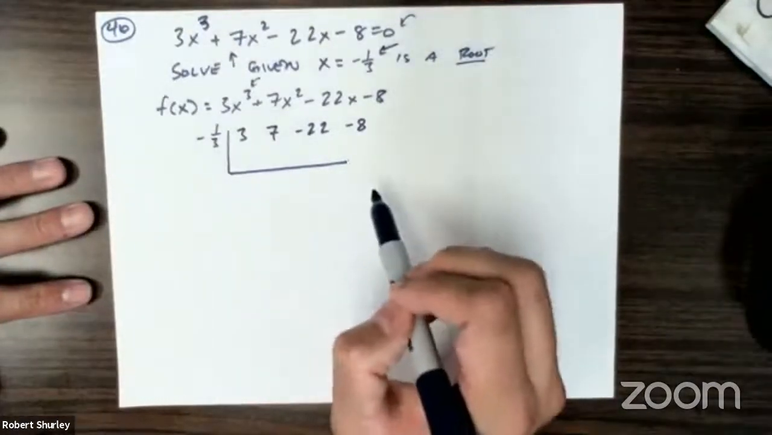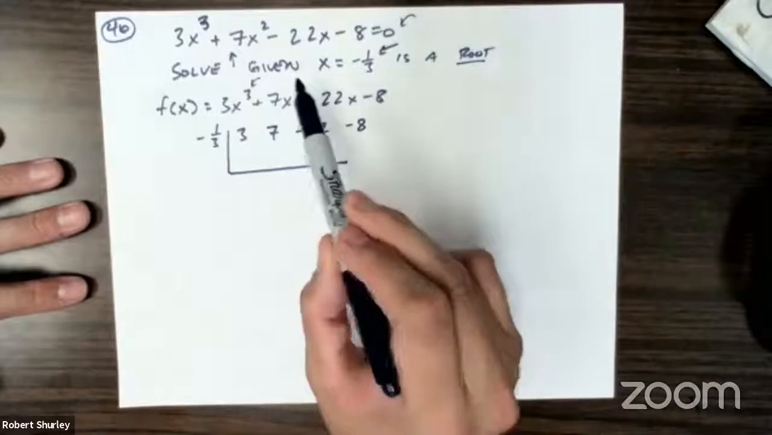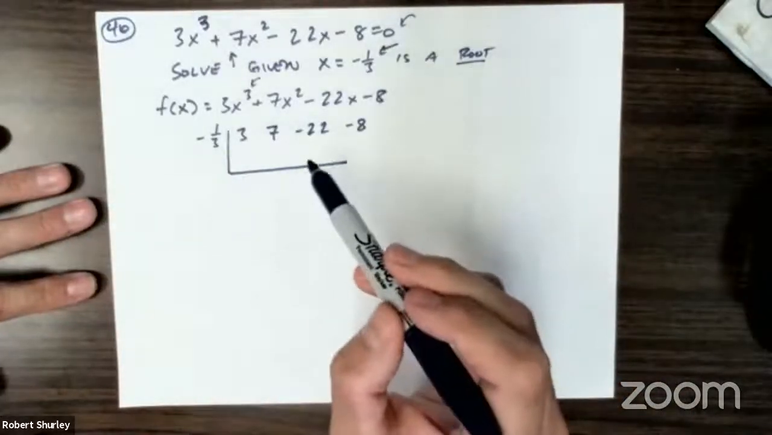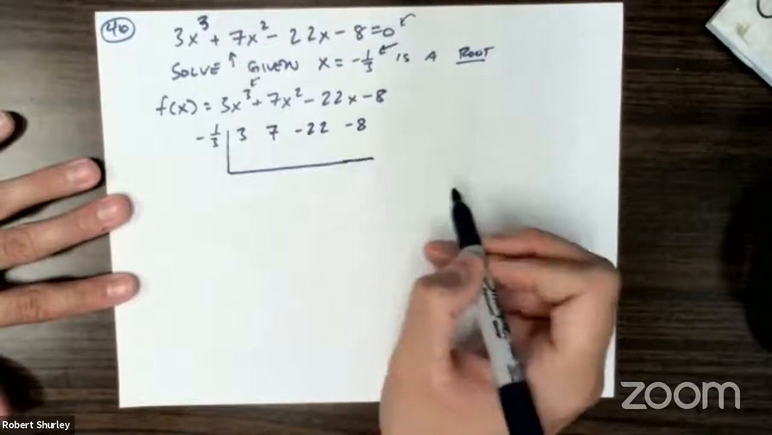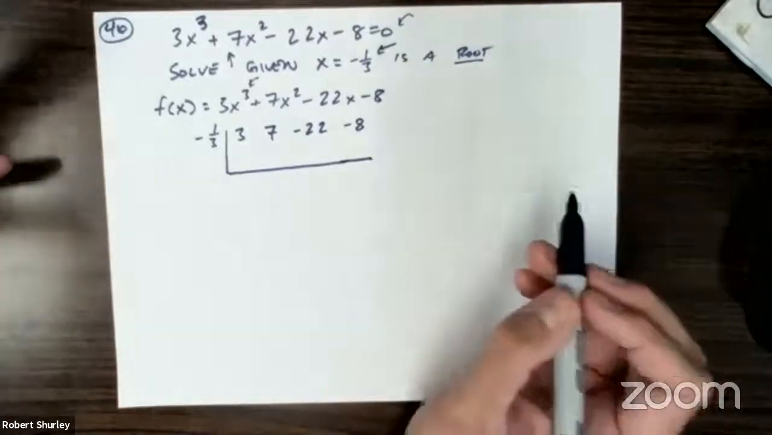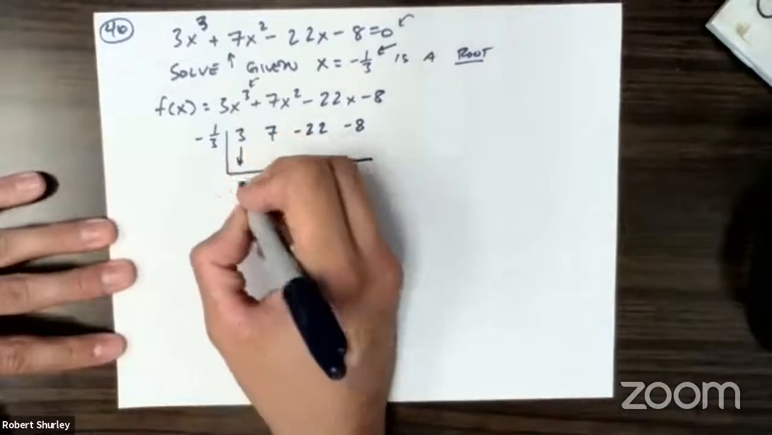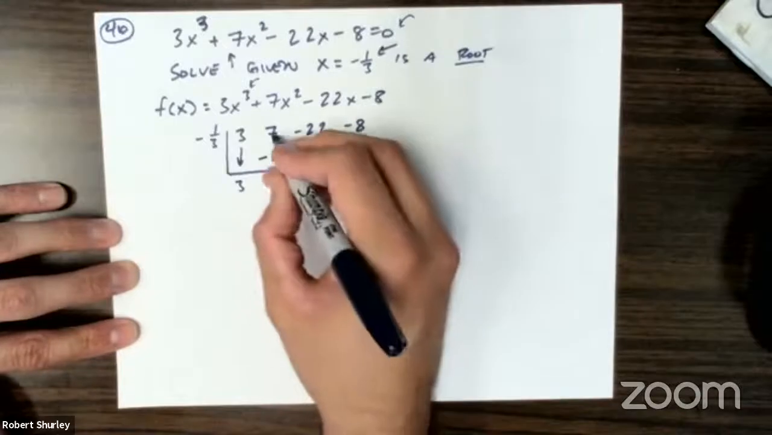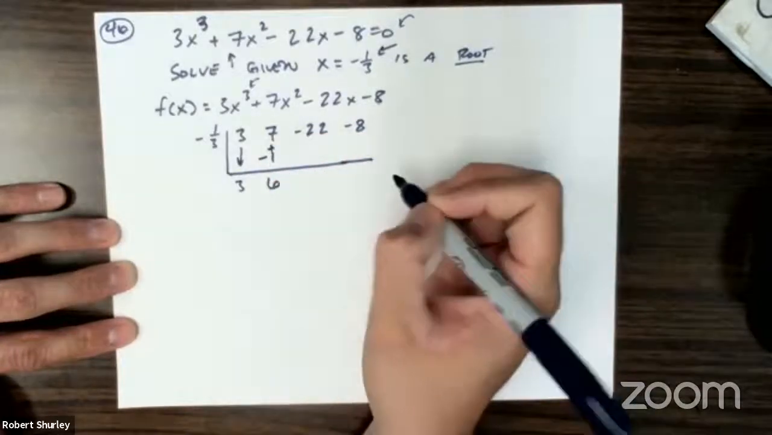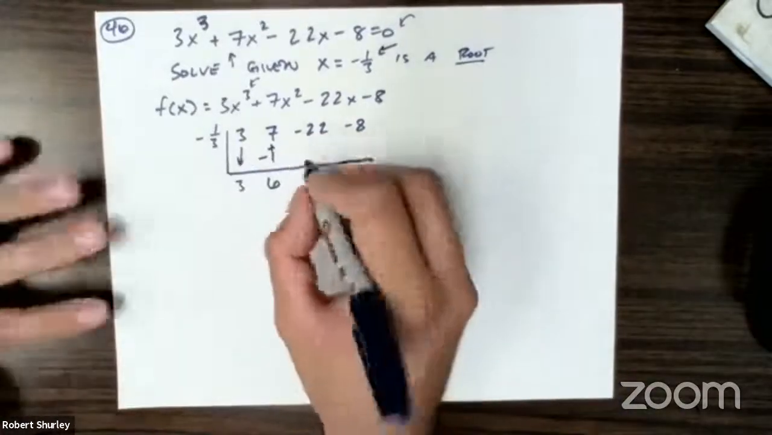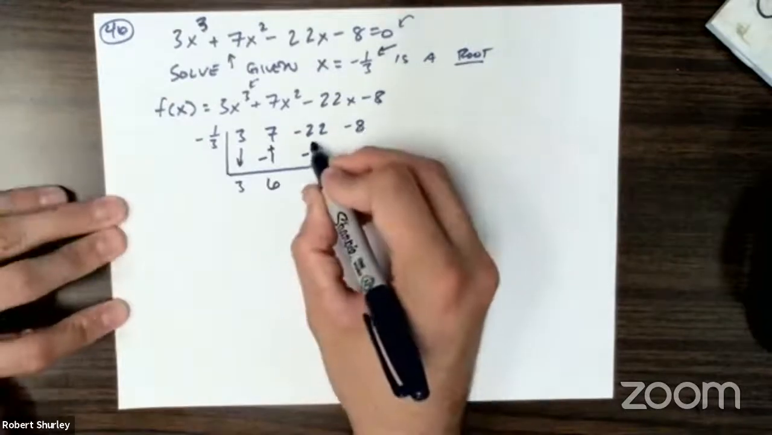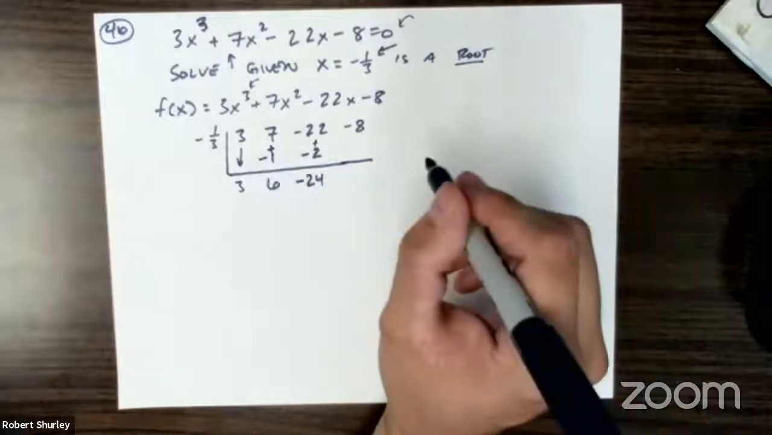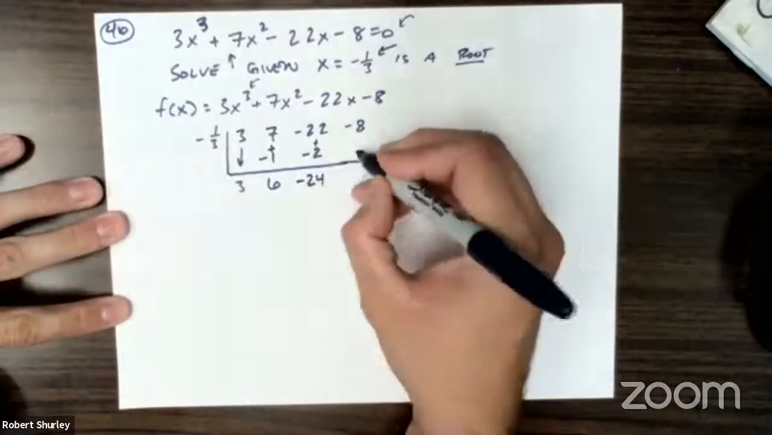Now, look, this should give me a remainder of 0 because it tells me that this is a root. It's a solution. If I don't get a 0 here, I did the math wrong. So you need to go back and check it. So we bring down the 3. 3 times -1/3, that's just -1. Add it vertically, we get 6. 6 times -1/3, that's -2. Add vertically, we get a -24. Multiply that, so a third of 24 is what, 8? Now 2 negatives make positive.